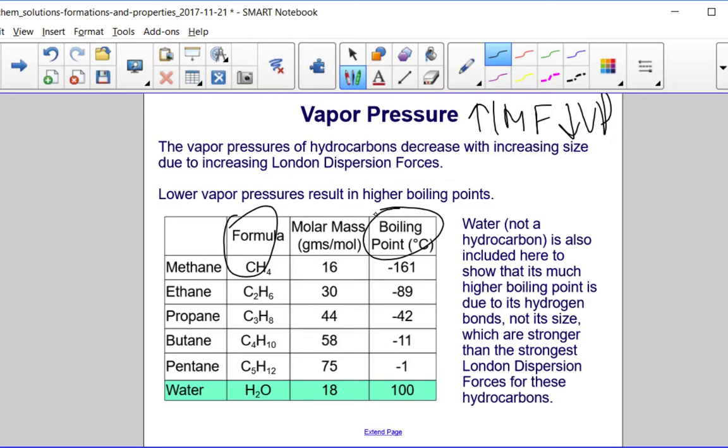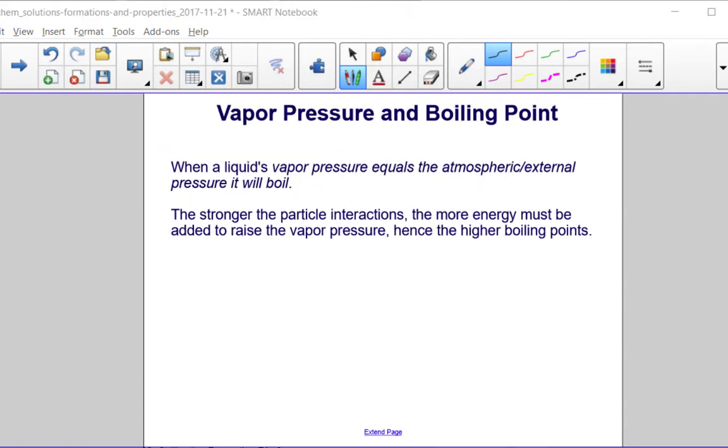Now, I've also shown water here for comparison. Water has hydrogen bonding, so very, very strong intermolecular force. But it's similar in size to methane, yet look at the difference in boiling point. It has a much, much higher boiling point because it has much stronger intermolecular forces and much lower vapor pressure. Boiling occurs when the vapor pressure of a liquid equals the atmospheric or external pressure. The stronger the particle interactions, the more energy you have to add to raise the vapor pressure, and so that's why we see higher boiling points.